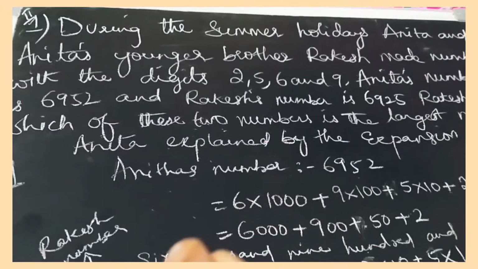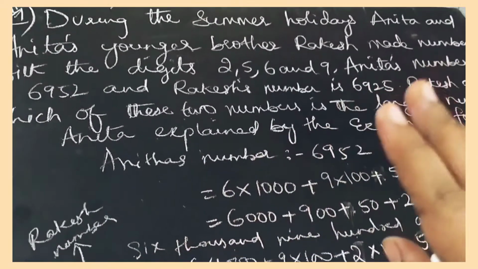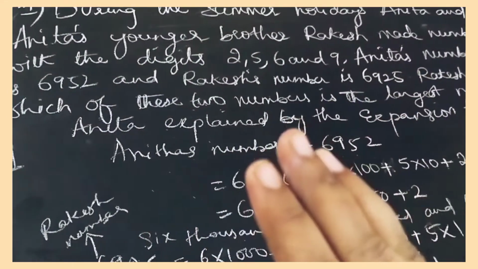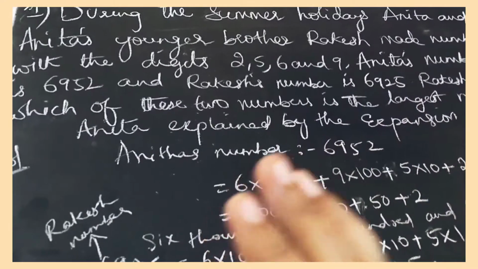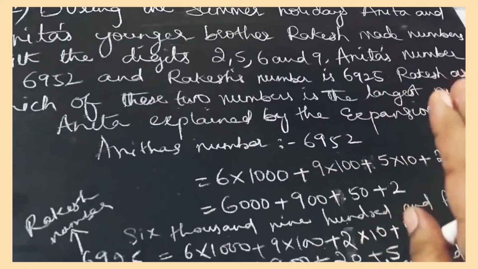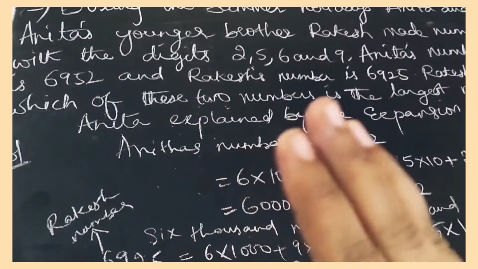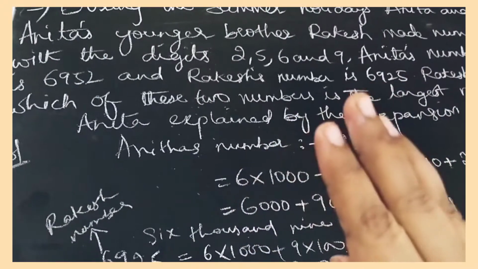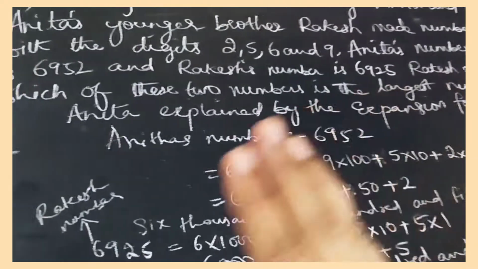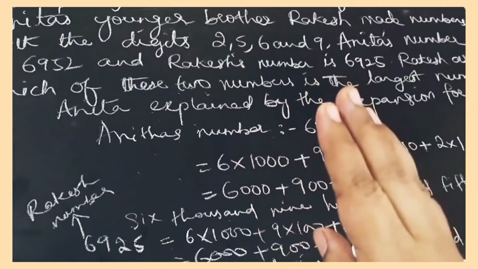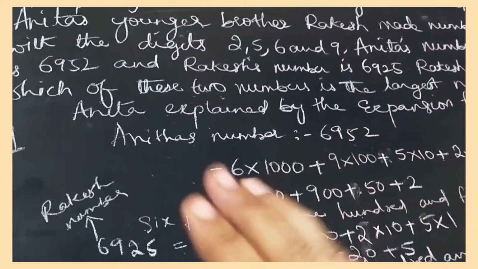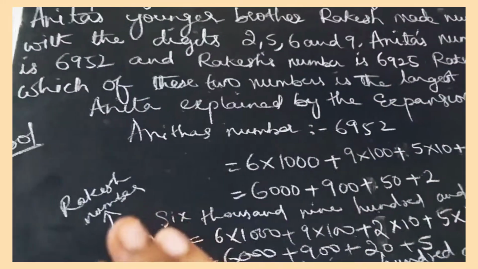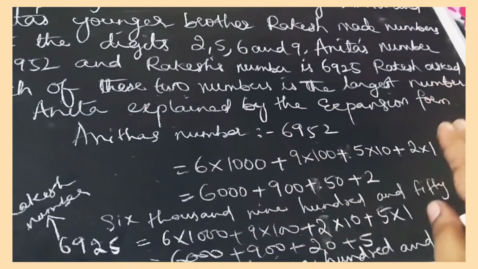The first sum: during the summer holidays, Anita and her younger brother Rakesh made numbers with the digits 2, 5, 6, 9. Anita's number is 6952 and Rakesh's number is 6925. Here 52 is given, here 25 is given. Rakesh asked which of these two numbers is the largest.